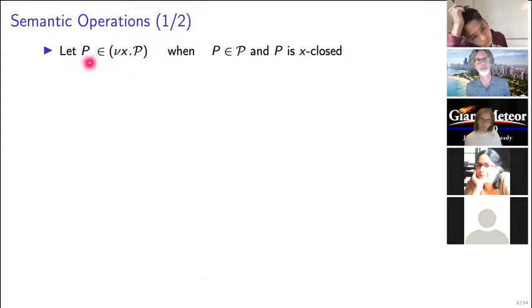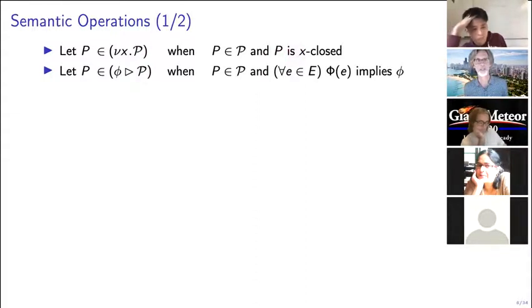So this new X denotes the subset of P that is X closed. There's another operator here, which is a filter. This is a filter which is going to filter down P to be only those Pomsets where every single precondition in the Pomset implies phi, right? So that's a filter operation.